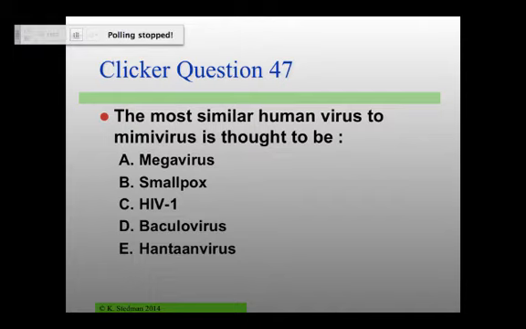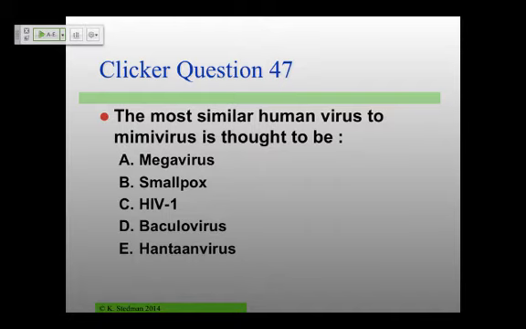Okay, which of these are human viruses? Smallpox, HIV, and Hantan virus. Baculovirus and megavirus don't infect humans. Okay, so HIV is a what kind of virus? Retrovirus. Hantan virus, something that infects mice too, is also an RNA virus. So basically the only one that could even be close is smallpox.